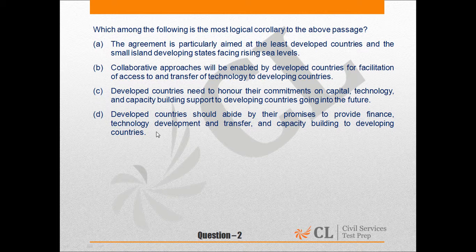Option D says developed countries should abide by their promises to provide finance, technology development and transfer and capacity building to developing countries. So we can also eliminate D for the same reasons. C and D are very similar. So the right answer for question number 2 is B.